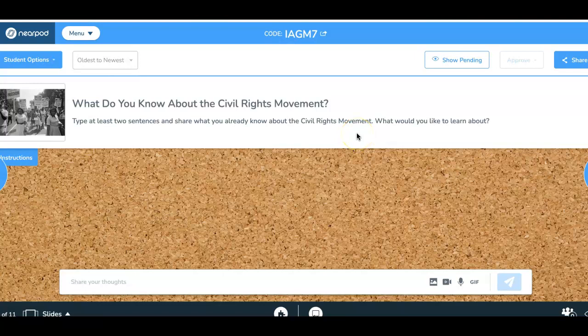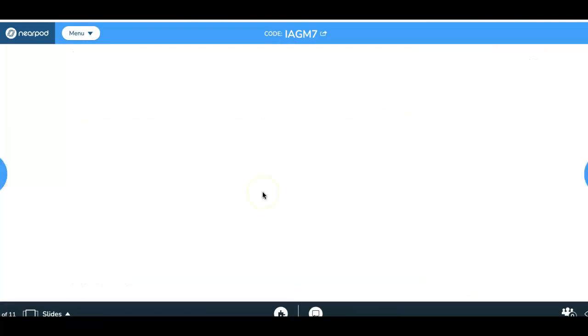This helps me as a teacher see how I should move forward within my lesson. Do I need to add something? Do I need to talk about a certain topic even more? I just want to see where the students are at so I can move on with my lesson. So this is definitely very helpful.